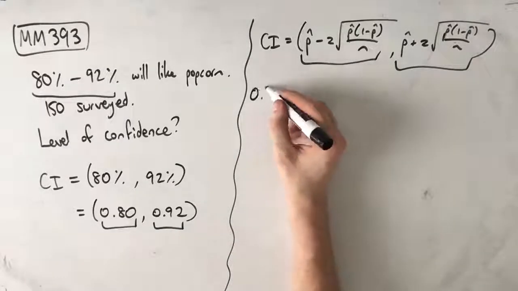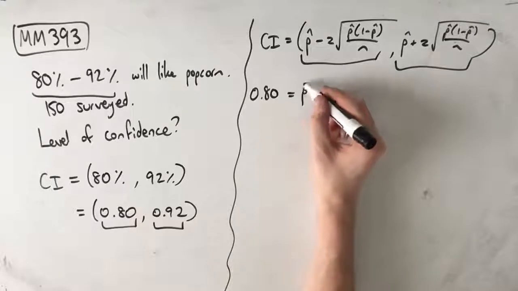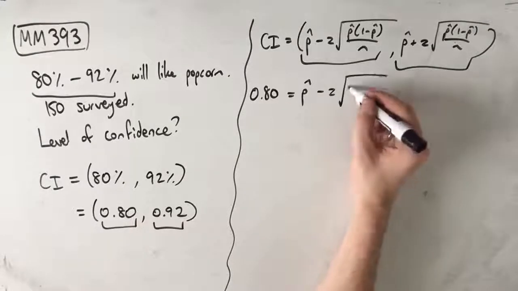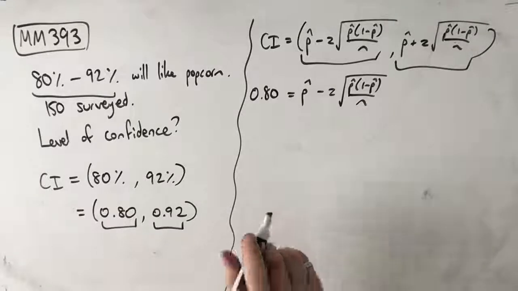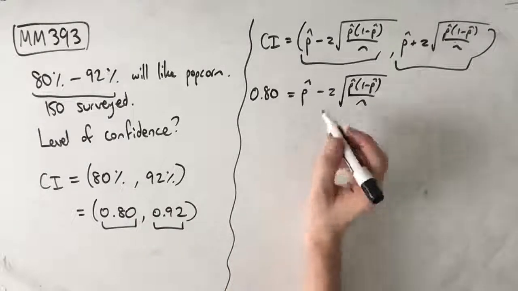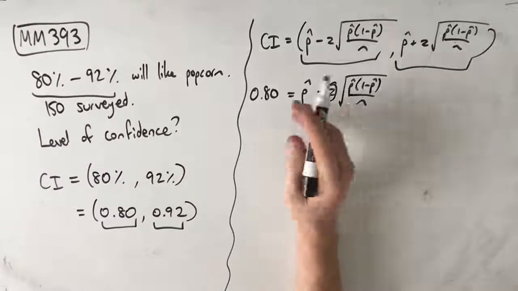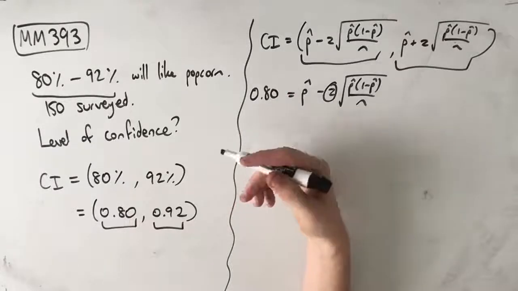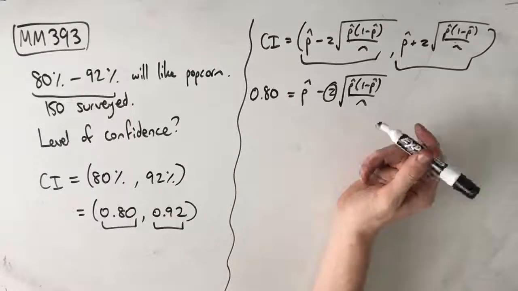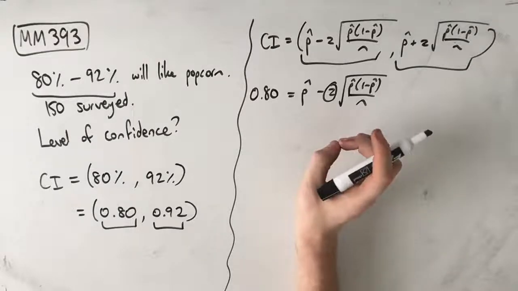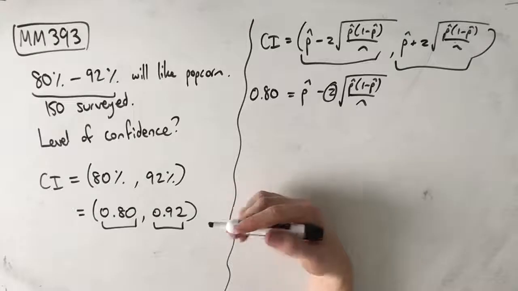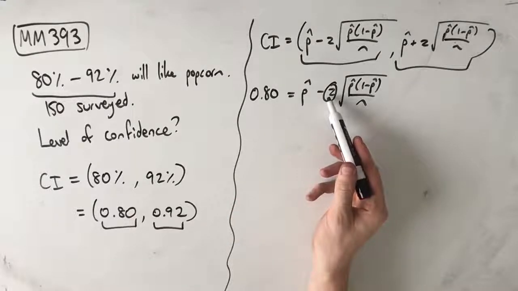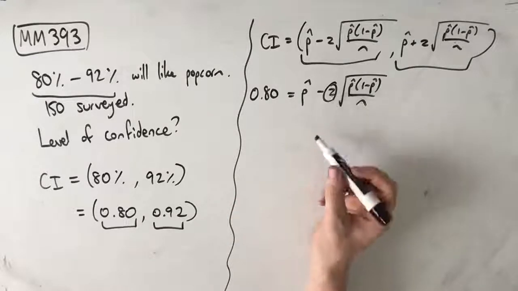So we can actually say that 0.80 is equal to p hat minus z times root p hat (1 minus p hat) over n. Okay, so what we're actually looking for is this z value, because we're looking for the level of confidence that the company has about their estimate. So what determines its confidence level is this z value. At a 95% confidence interval, this z value is equal to 1.96, right? So that's what determines that confidence interval.